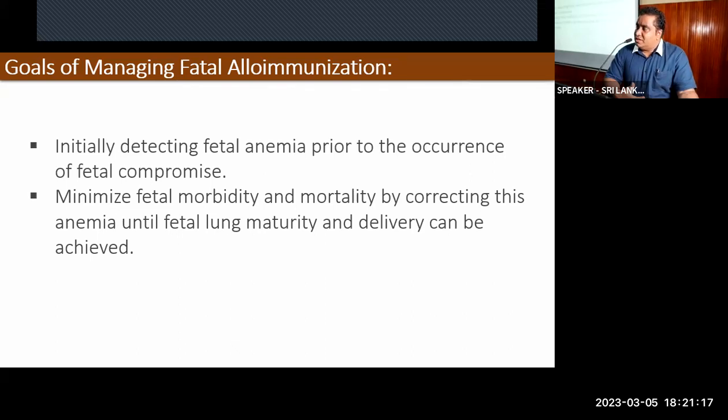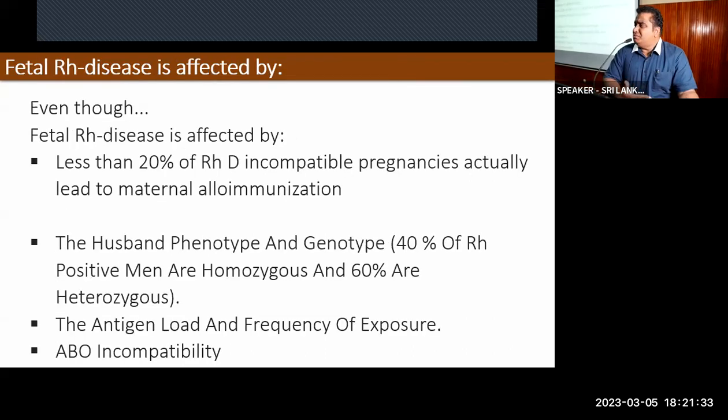If the lungs are mature, you consider delivering the baby and doing an exchange transfusion. If the lungs are not mature, you have to give red cells to the fetus. That is the basis and foundation of the management. Dr. Shamoon Malin will discuss all these things in the algorithm, how we detect fetal anemia. I have just told my own view of how I detect fetal anemia. It's exclusively by middle cerebral Doppler compared to others.